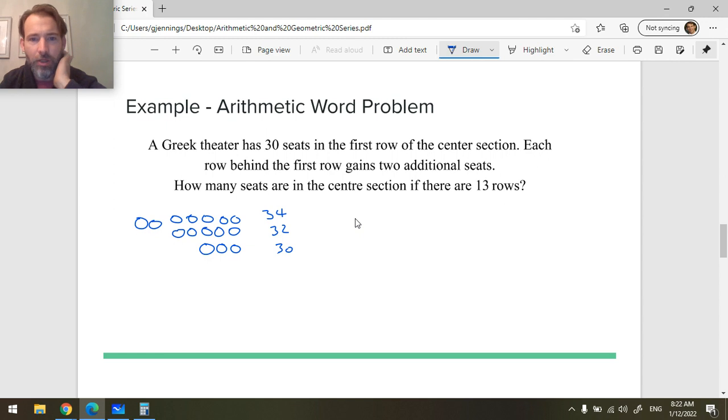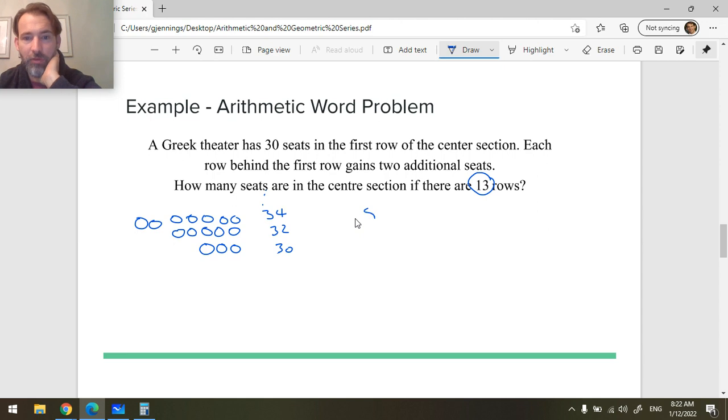Okay. So how many seats are in the center section if there are 13 rows? Another Fibonacci number. It's just like they love Fibonacci's. So there's 13 rows. So this goes on to 13 terms, okay? And we want to know how many seats are in this section, okay? So let's do it.